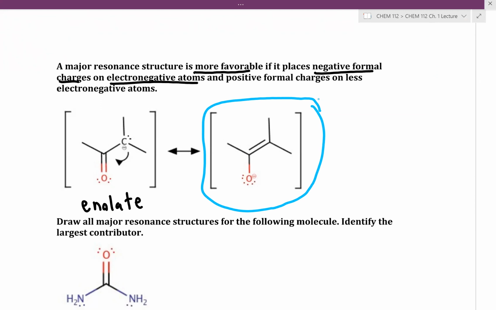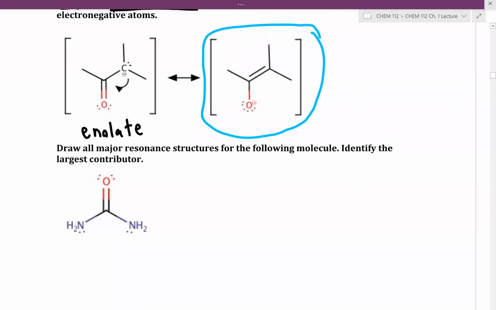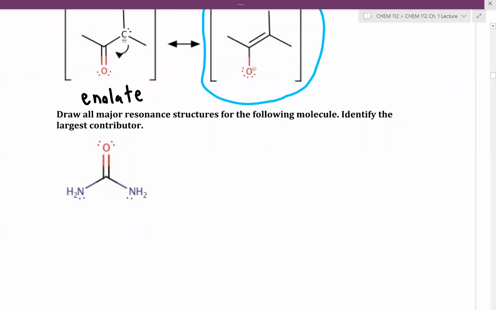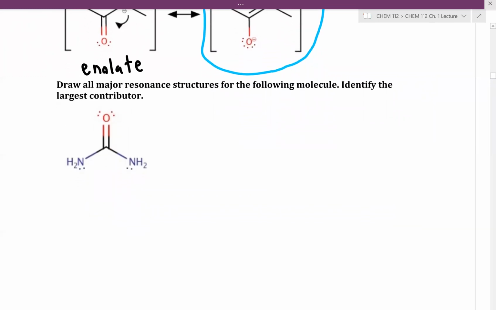So what I want us now to do is to take a look at urea or a urea derivative and assess and draw out resonance structures for this compound and identify the largest contributing resonance structures. Okay? And try to rank them in terms of their contribution. In some cases, you can end up with multiple structures that are equal contributors. So take a few moments to tackle this problem, and then we'll come together to discuss.